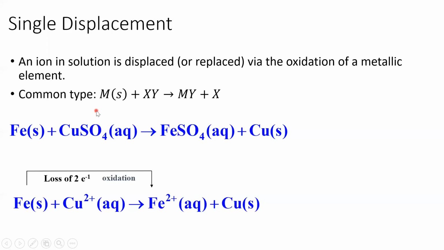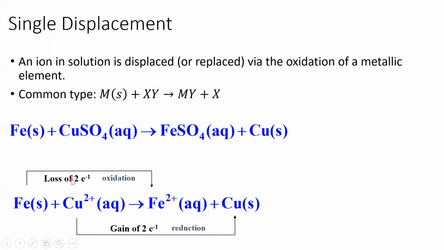Now look at what happens. The iron goes from an oxidation state of 0, because it was a free element, to an oxidation state of +2, because now it's an ion. It's losing 2 electrons. Iron is being oxidized when it goes from a 0 to a +2 oxidation state.